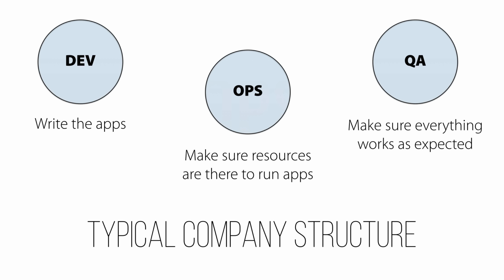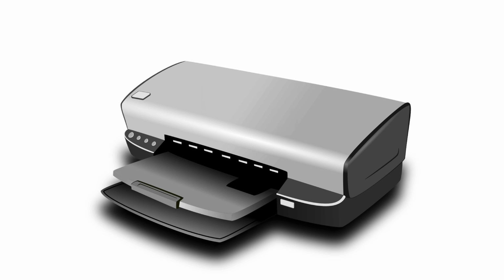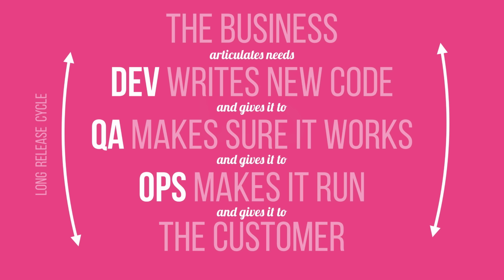And there's an organization called Q&A, and we won't talk much about Q&A, but their role is to make sure that everything works as expected. And you notice here I'm not talking about IT or the people that run your printers and this kind of stuff. We're talking about people who provision resources for customer-facing products. So, the business articulates needs. Dev writes new code and gives it to Q&A, which makes sure it works, and who gives it to Ops to make sure it runs, and gives it to the customer, and the customer finally gets their value.